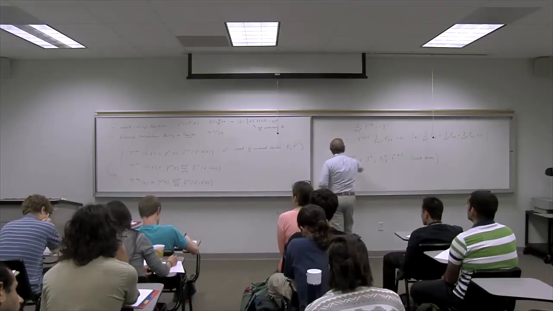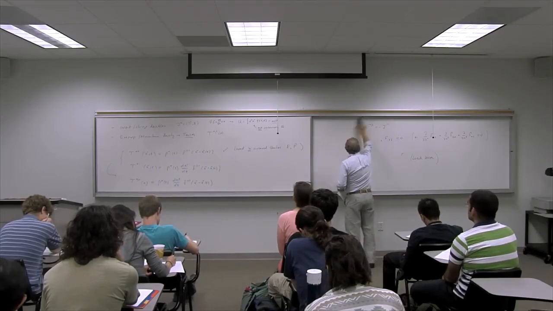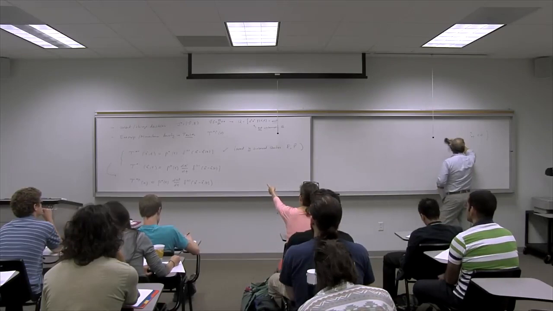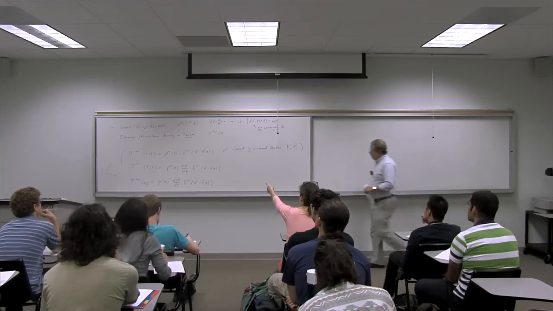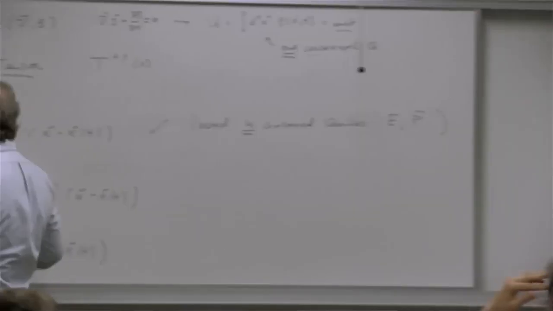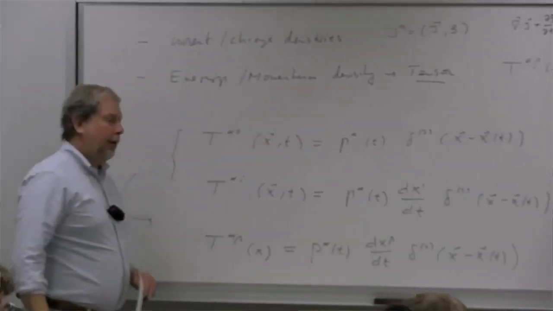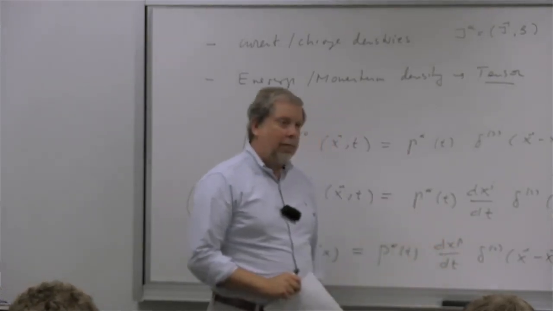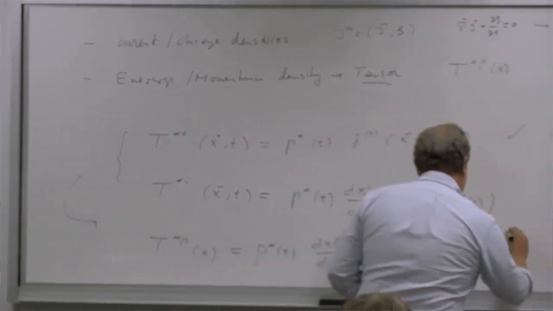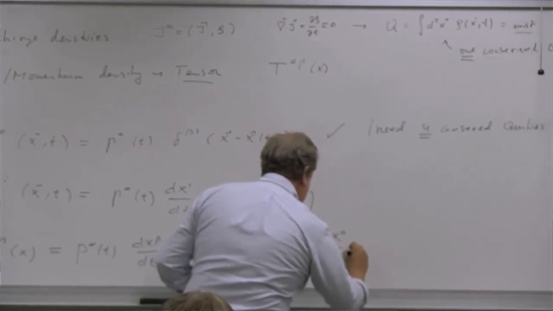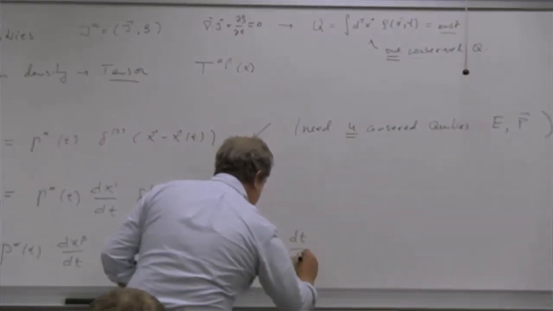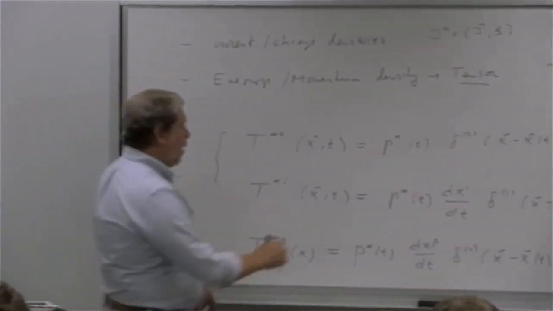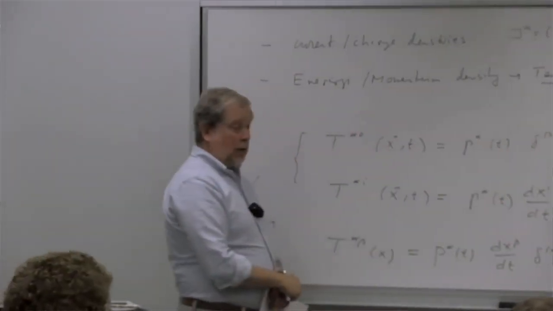Yes? Yeah, it has dt by dt, which is 1. If you bring this back to the previous one, you get dx naught by dt, so dx naught by dt is equal to dt by dt, which is 1. Okay, so there's a 1 here. Okay, so it works well.